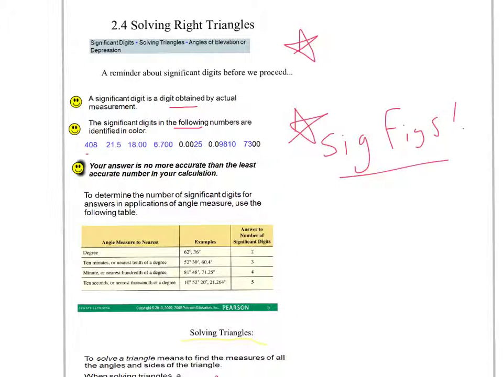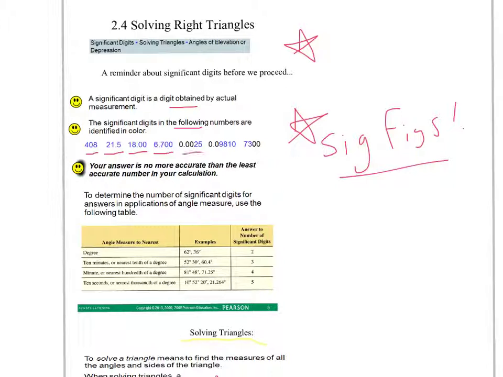But 408, that's three significant digits. 21.5, three significant digits. 18.00, four significant digits. So even though those two zeros are after the decimal, they are considered significant. 6.700, four significant digits. So even those trailing zeros are considered significant.